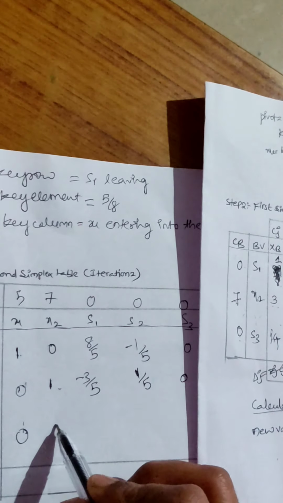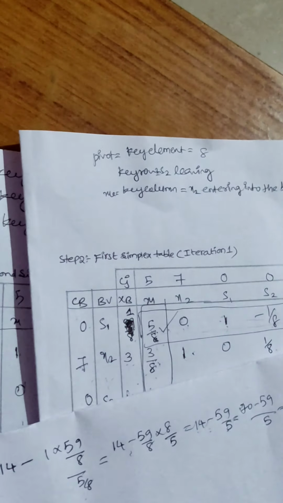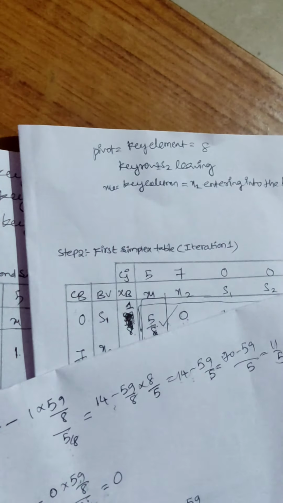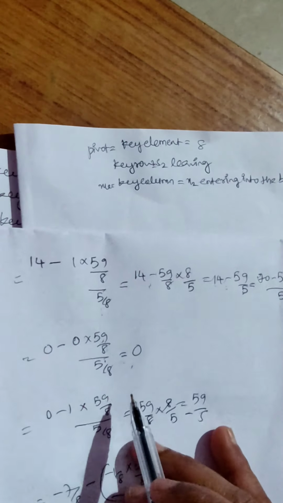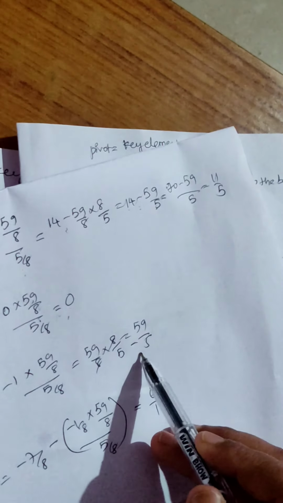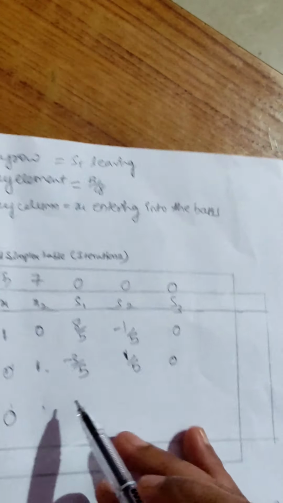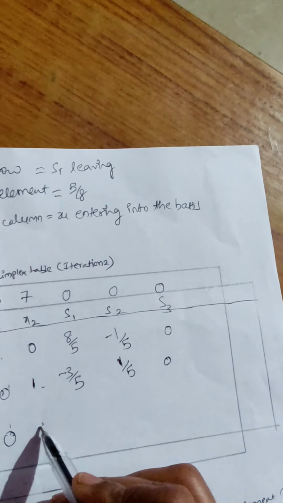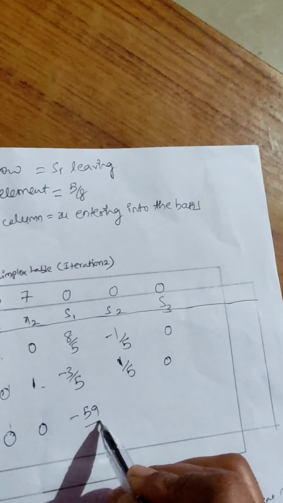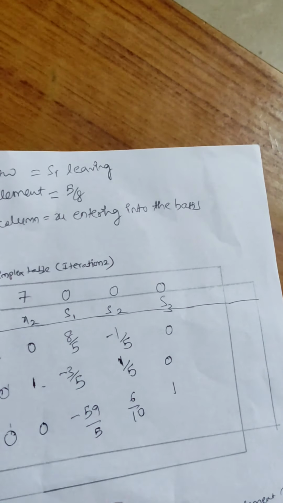Next 0, we know that this value is 0 minus 0 into 59 by 8 divided by 5 by 8, that is 0. Similarly 0 minus 1 into 59 by 8 divided by 5 by 8, that is minus 59 by 8. Next value 6 by 10. Write all the values in this row, 6 by 10 and 1. Now find net evaluation Zj minus Cj.